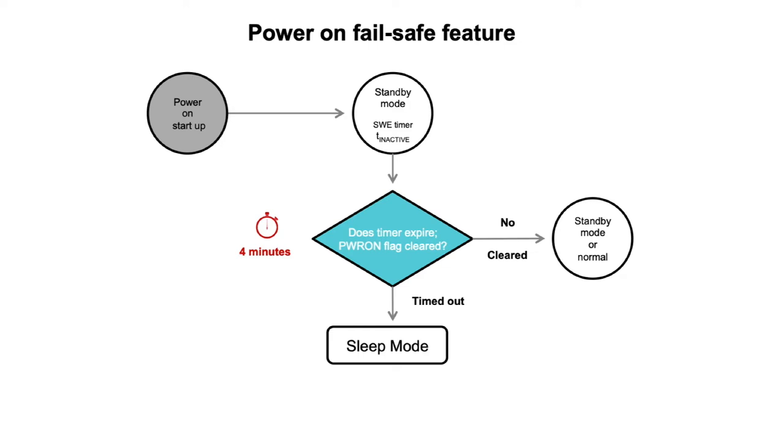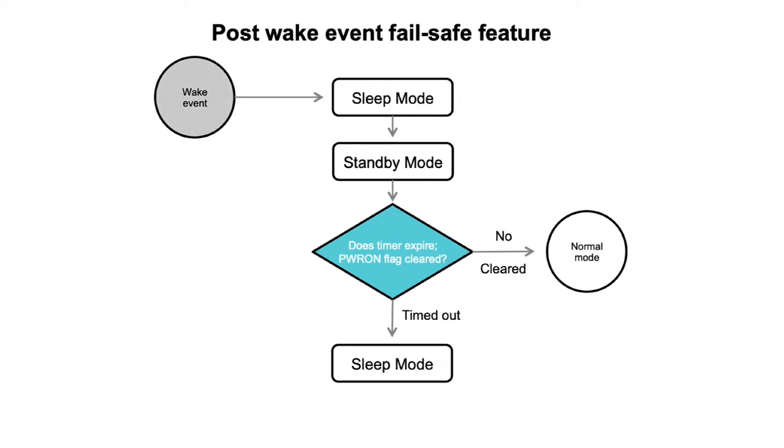At this point, both the T silent and T inactive timers will start. If the device is not enabled before the T inactive timer expires, it will re-enter sleep mode. Secondly, upon receipt of interrupt or wake event during sleep mode, the device will enter standby mode. During this time, the processor again has 4 minutes to re-establish communication, clear the flags, and enter normal mode. Otherwise, the device will re-enter sleep mode.